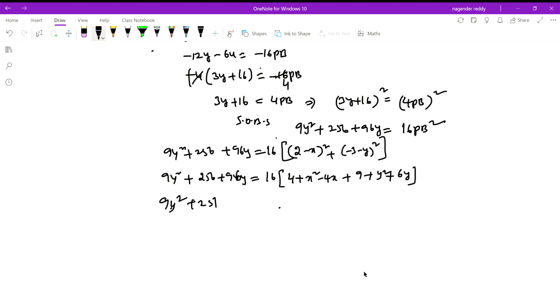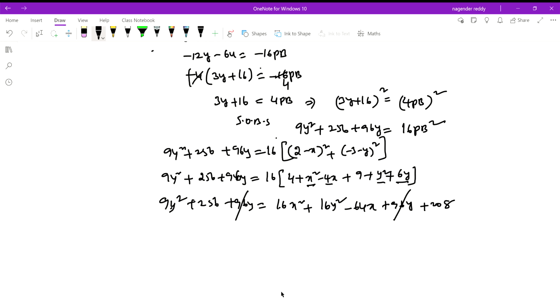Plus 256 plus 96y equals, first go with the order. First x square terms: 16x square. Is there any one more? No, right? Then 16 y square, 16 into y square. Both are completed. And minus 4x times 16, how much? 64x. This one also completed. Now 16 times 6y is 96y. This one is also completed. Now what do we have? 4 plus 9 is 13, right? 13 into 16, how much? It's plus 208.